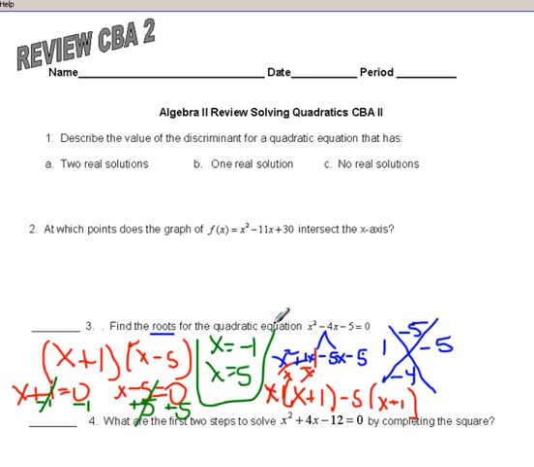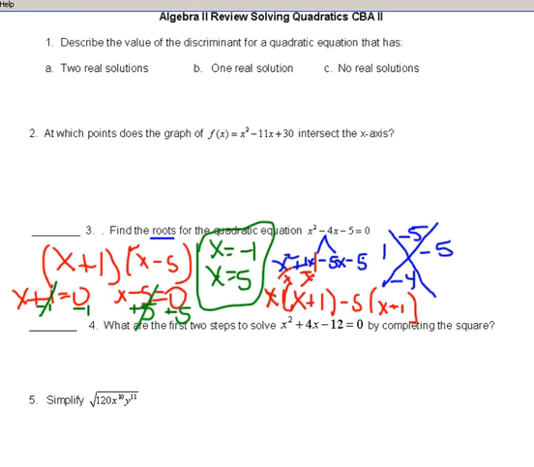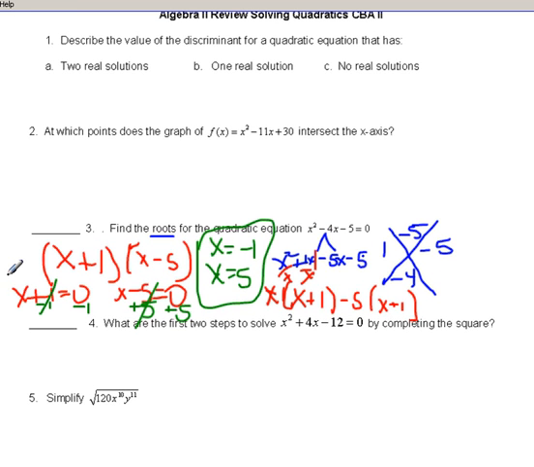And that's your answer. Number 4. What are the first 2 steps to solve x squared plus 4x minus 12 equals 0 by completing the square?